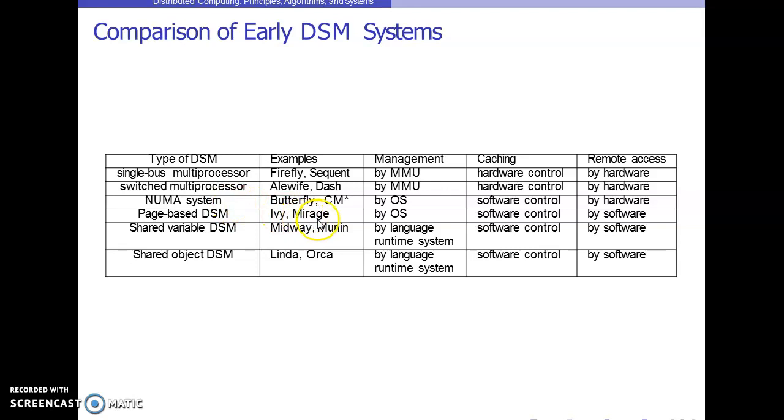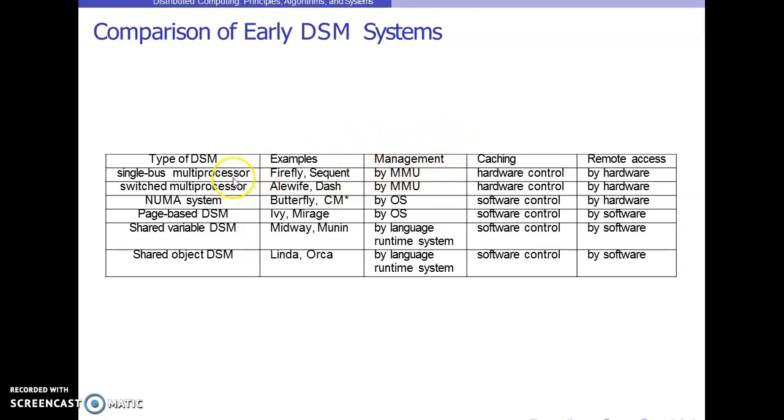Then Ivy and Mirage are page-based DSM. Then Midway and Munin are shared variable DSM. The last ones, Linda and Orca, are shared object DSMs. The next topic is the management of DSM.